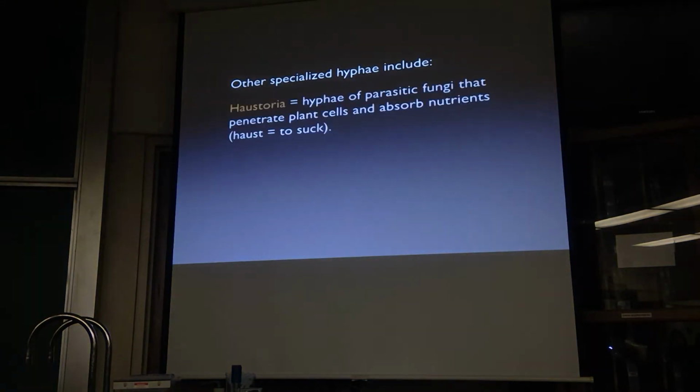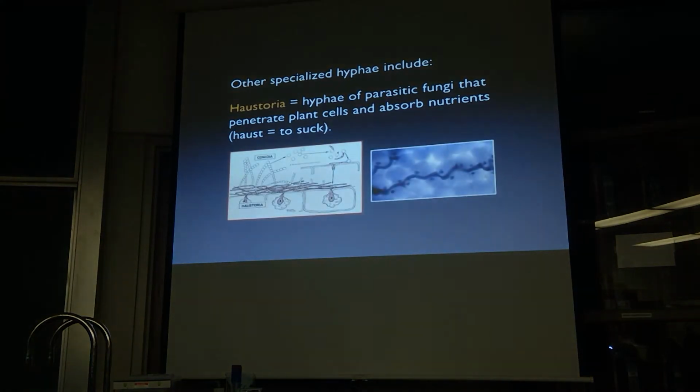Some other specialized hyphae. There are hyphae called haustoria. This term doesn't apply only to fungi, because if you read about mistletoe, which is a type of plant parasite, they also form haustoria. Haustoria are just extensions of the protoplasm that penetrate into a host cell. The root word here, haust, means to suck. So there's an illustration showing haustoria. They're extensions of hyphae that actually go into the host cell.